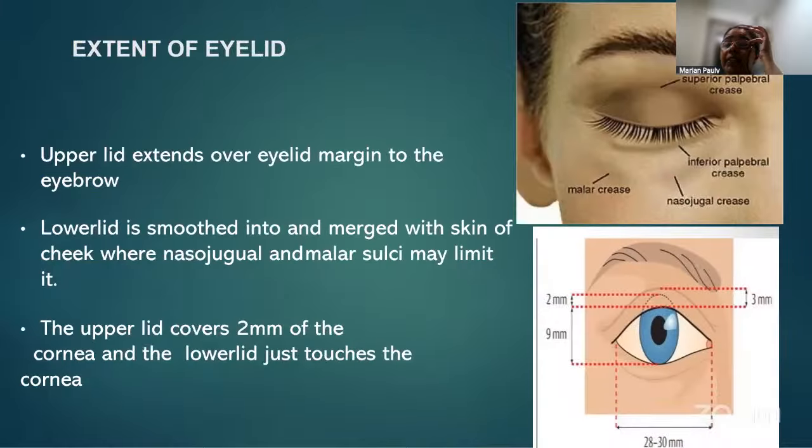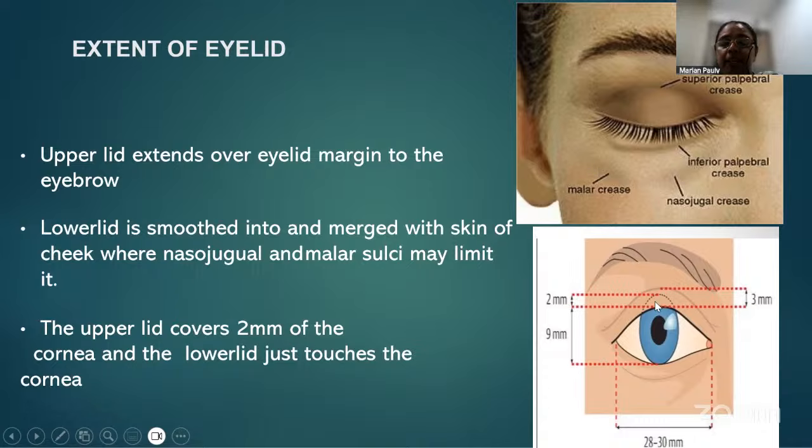So now look at the extent of the eyelid. So, there's an upper eyelid and a lower eyelid. The upper eyelid extends over the eyelid margin to the eyebrow, and the lower eyelid is smoothened into and merged with the skin of the cheek, where the nasojugal and malar creases may limit it.